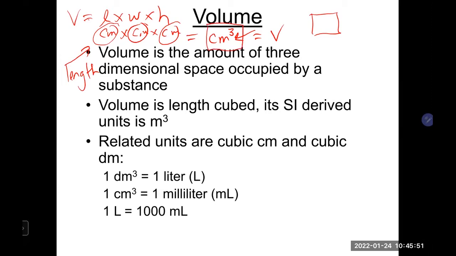Now, centimeters cubed is a very common volume unit that we use in chemistry. 1 centimeter cubed is the same as a milliliter, as we see here. So a centimeter cube or a cubic centimeter is the same thing as a milliliter. A milliliter and a cubic centimeter are two very common units that we use here in chemistry.